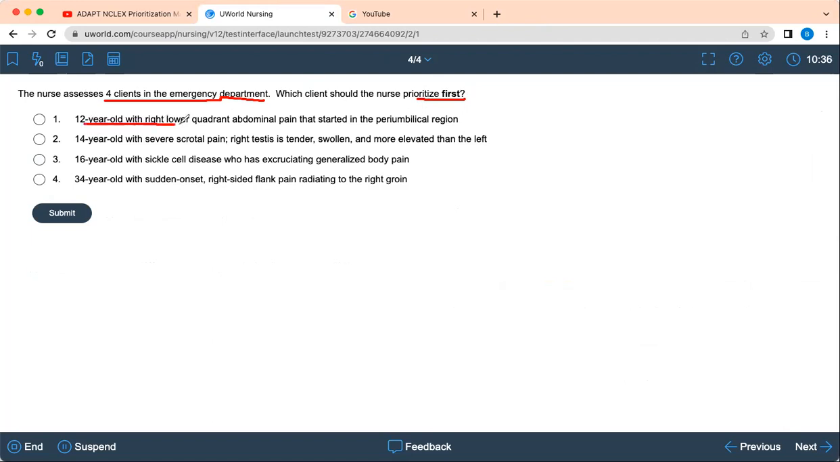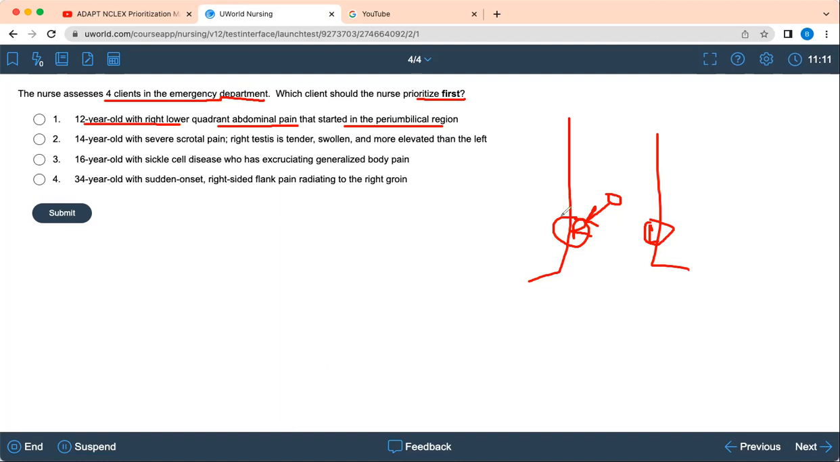A 12-year-old, right lower quadrant abdominal pain that started in the periumbilical. If this is your abdomen, this is your belly button. Appendix is on the right side. Your sigmoid is on the left side. So diverticulitis is here. Appendicitis is here. Appendicitis usually starts in the periumbilical area, around the umbilicus, and moves in this direction. So this is an expected finding for a patient who has appendicitis, periumbilical going to the right lower quadrant.